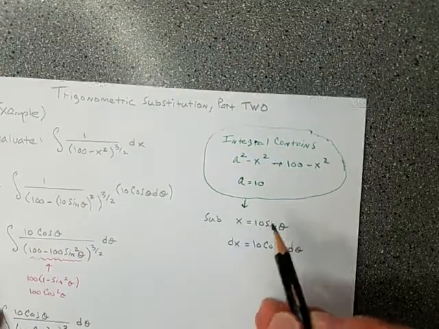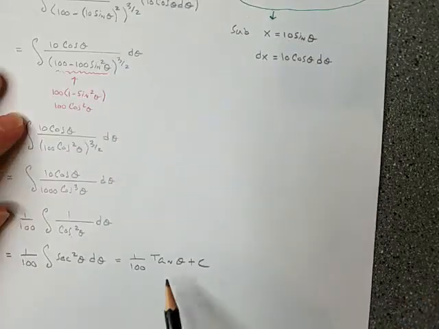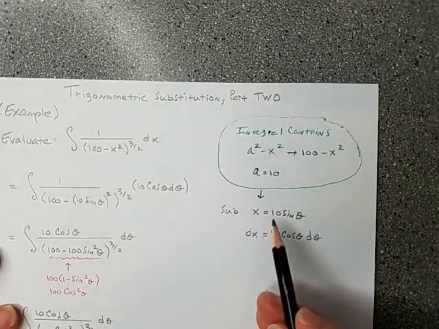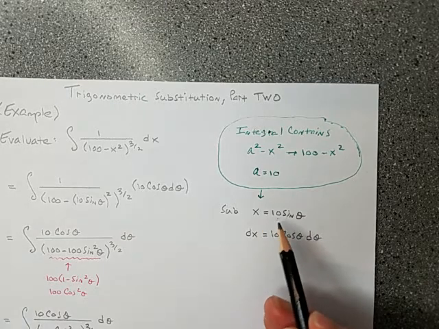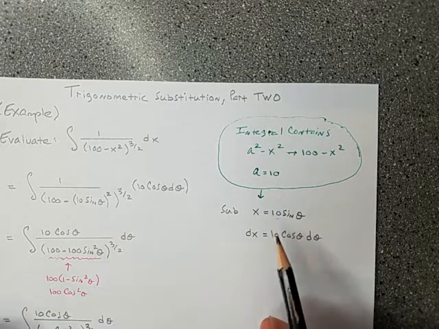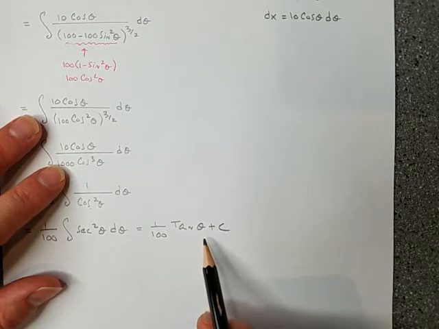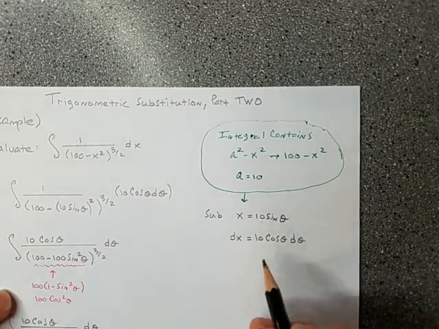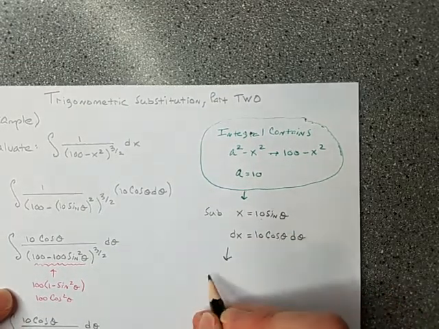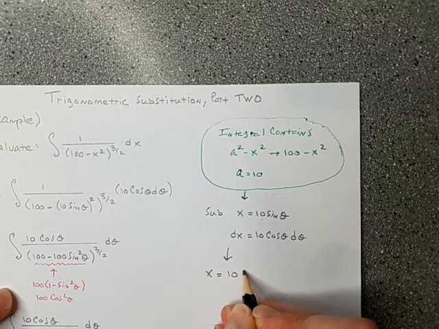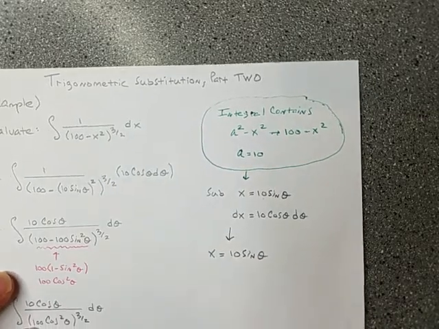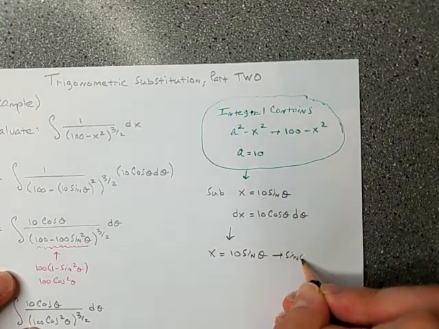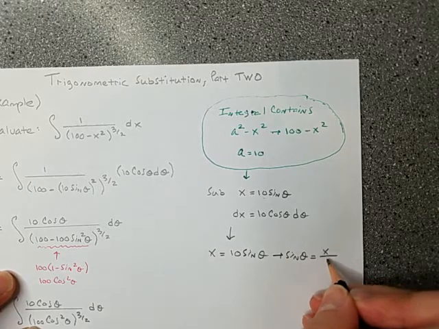So let's go back to what we were working with. Where's the link between theta and x? Where did it all begin? It all began right here. That's the link between theta and x. This must hold the key to figuring out how to put this back in terms of x, because this is where it all started. So from this, I'll say that if x is 10 sine theta, then I could say that sine theta was x over 10.